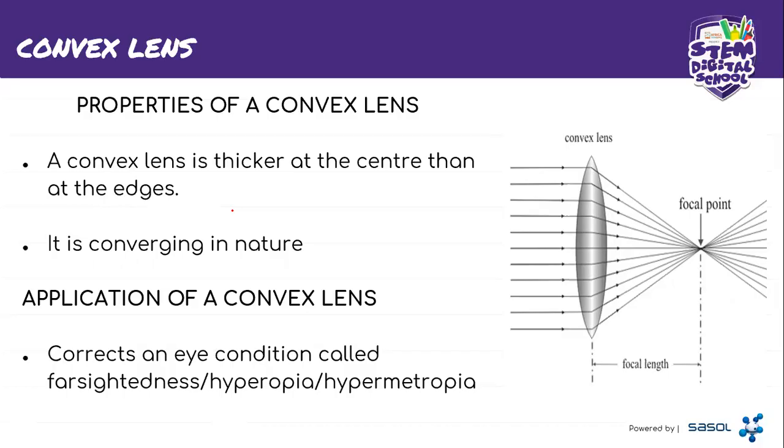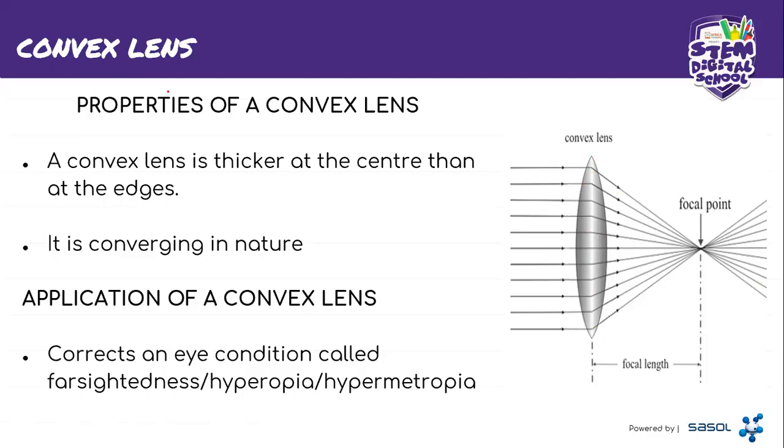And with lenses, we are going to look at a convex lens as well as a concave lens. Firstly, this is how a convex lens looks. Now, when you look at a convex lens, you can see, look at the middle. The middle is thicker altogether than the edges.